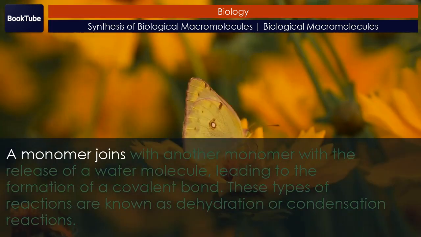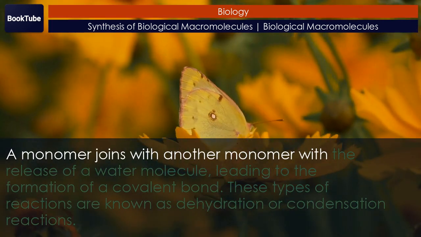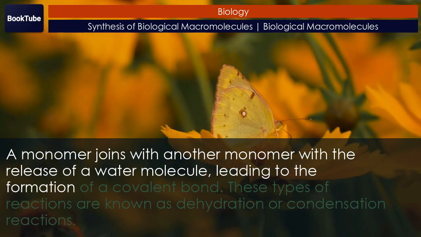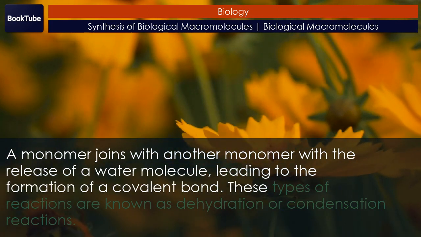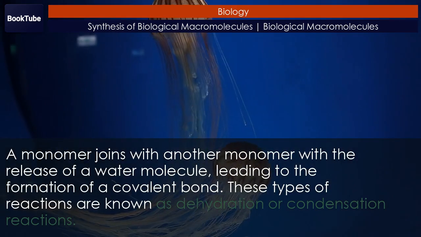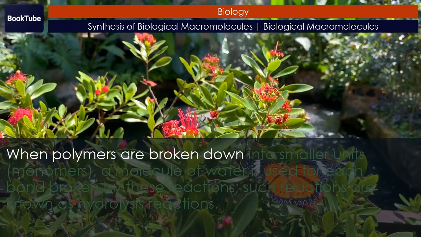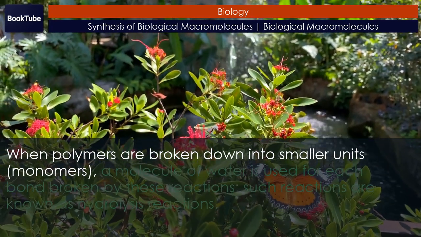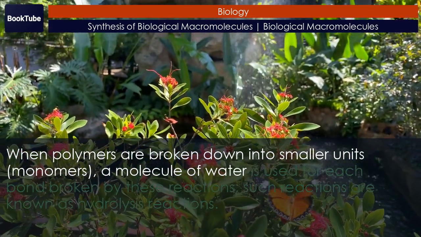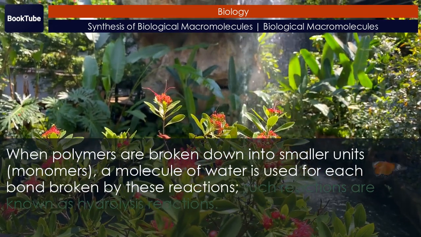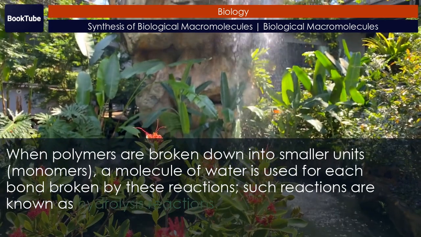A monomer joins with another monomer with the release of a water molecule, leading to the formation of a covalent bond. These types of reactions are known as dehydration or condensation reactions. When polymers are broken down into smaller units, monomers, a molecule of water is used for each bond broken by these reactions. Such reactions are known as hydrolysis reactions.